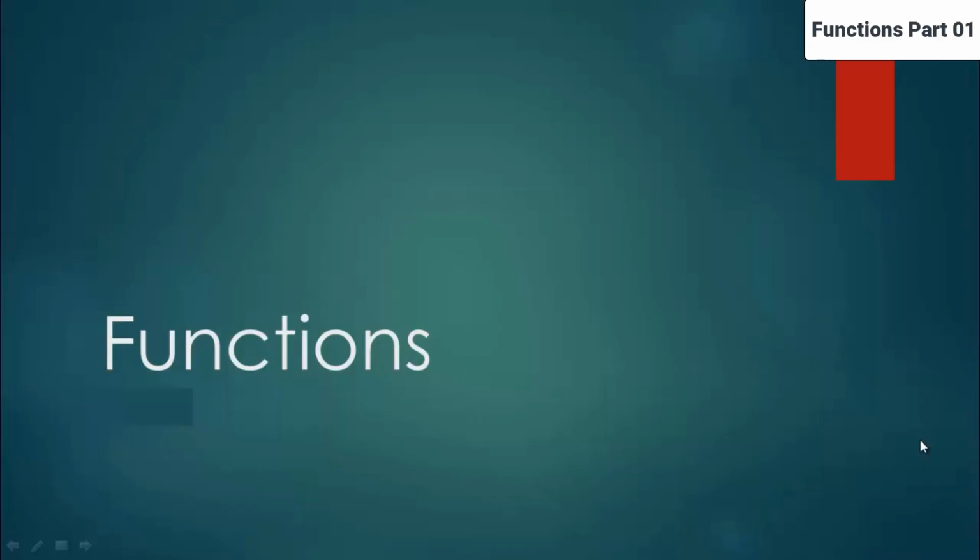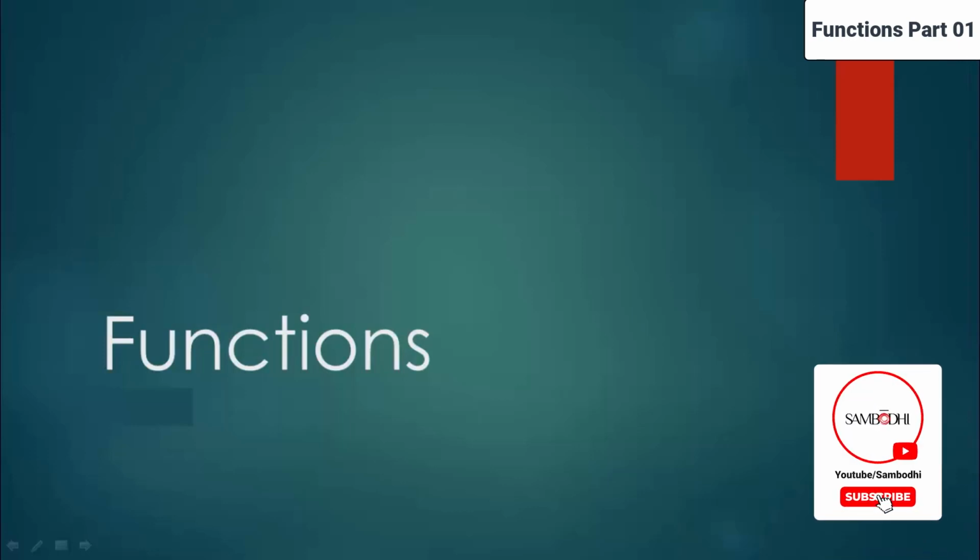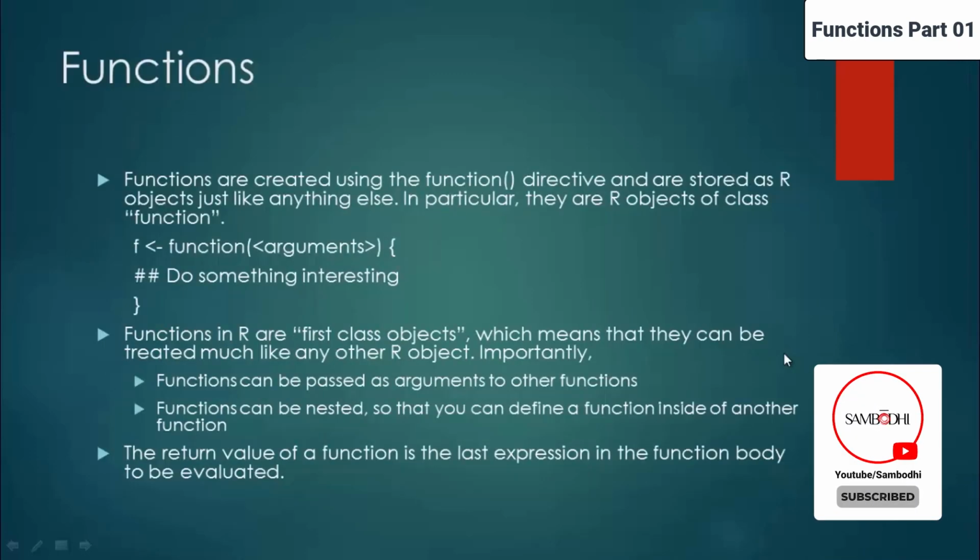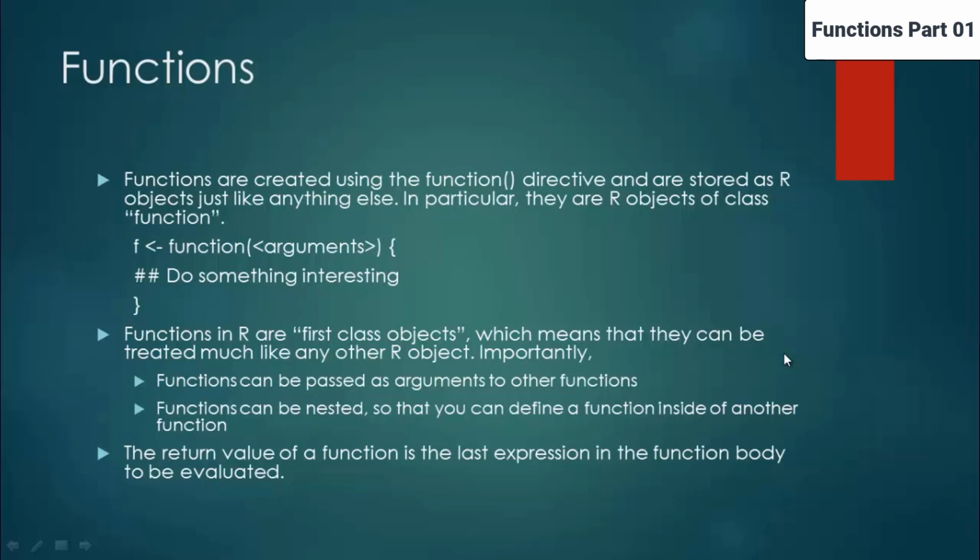We'll be seeing about functions, which form one of the most interesting characteristics of any programming language. Functions are specifically written procedures or modules which perform a certain task that you assign to them. So in R programming, the keyword used to create functions is function, followed by two sets of brackets, and they are stored as R objects, just like anything else.